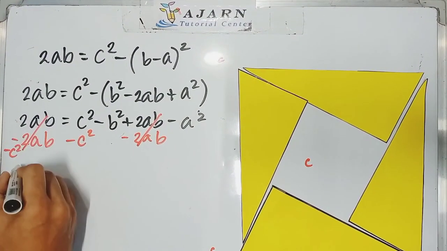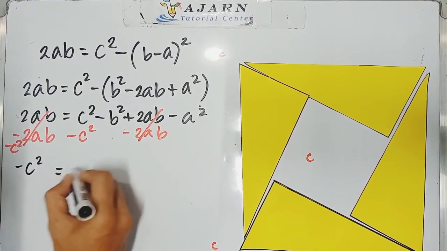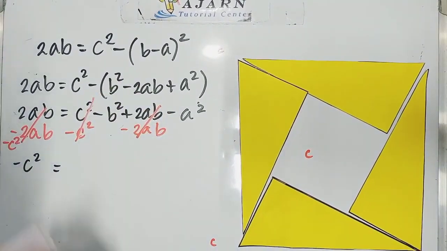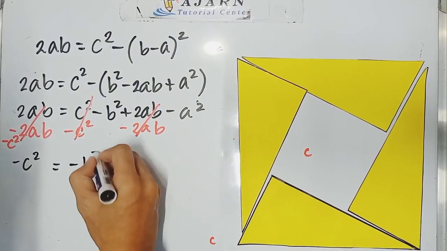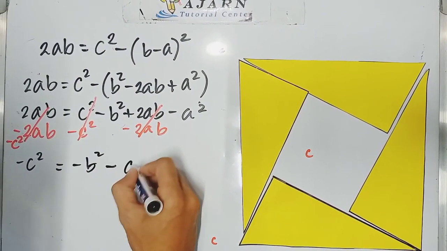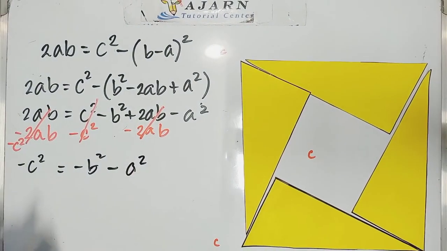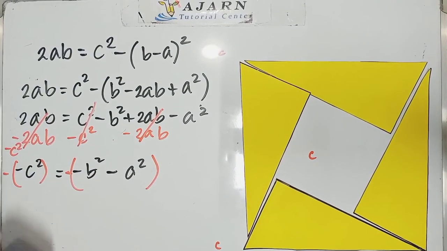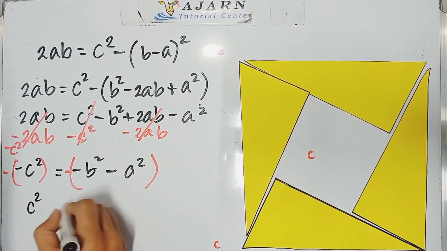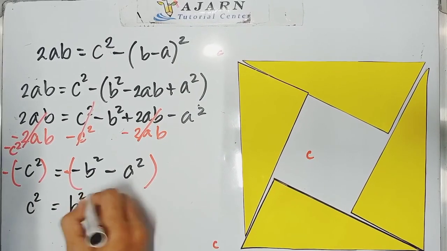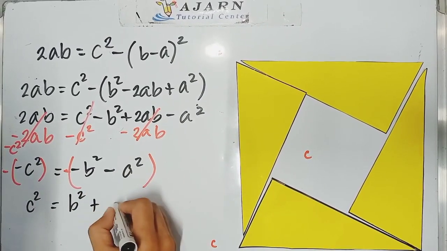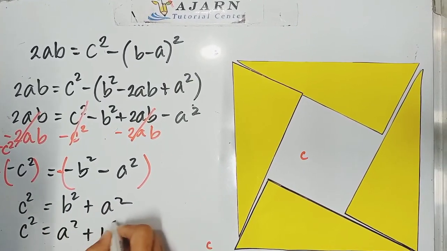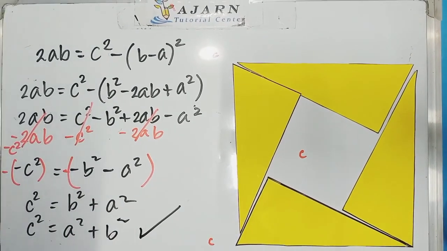Alright, so on the left side, we have negative C squared. This one will cancel out. This is already 0. So what is left on the right side is negative B squared minus A squared. And we're going to multiply both sides by negative. Okay, negative times negative gives us positive. And this one is positive as well. This one is positive. Plus A squared. Or we can rearrange that. C squared equals A squared plus B squared. And that proves the Pythagorean theorem.